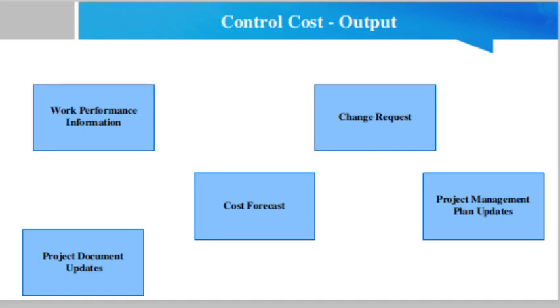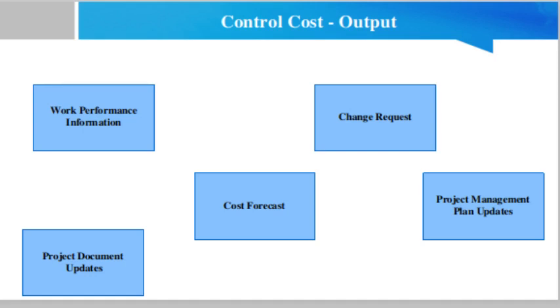Performance measurement baseline. Changes to the performance measurement baselines are incorporated in response to approved changes in scope, schedule, performance or cost estimates. Project document updates. Project documents that may be updated as a result of carrying out this process include but are not limited to assumption log. Cost performance may indicate the need to revise assumptions on resource productivity and other factors influencing cost performance.